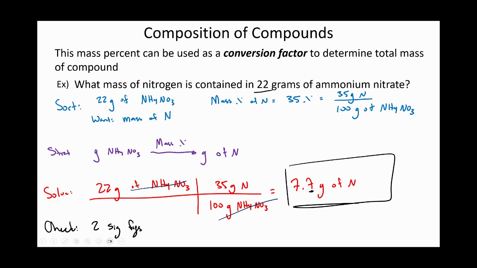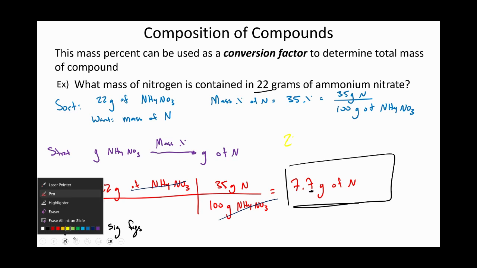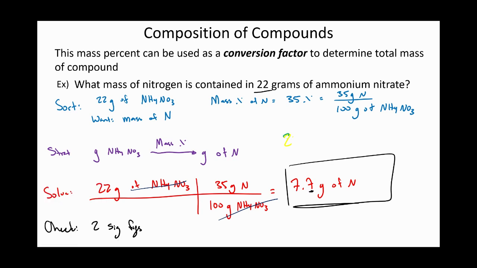And if you'd prefer, you also could have done this as just, we're not going to use that yellow, it's way too hard to see. You also could have done it as 22 grams of NH4NO3 multiplied by 0.35, and you would have gotten the same exact answer as you got here.